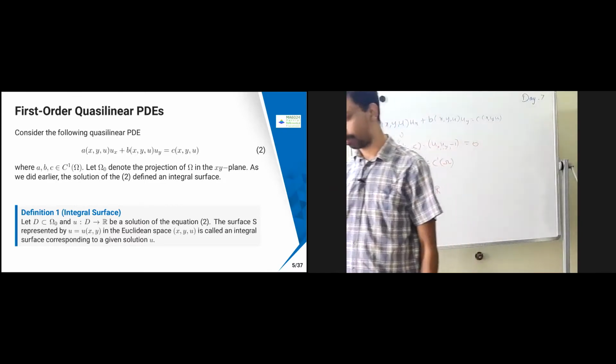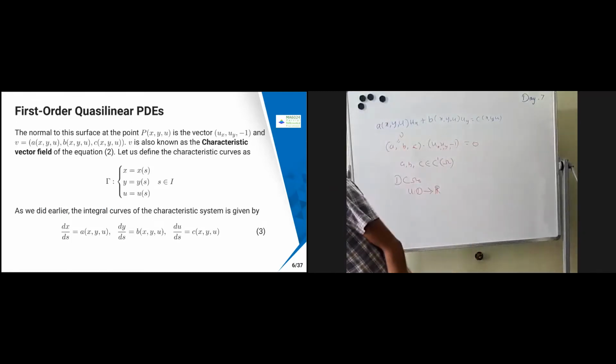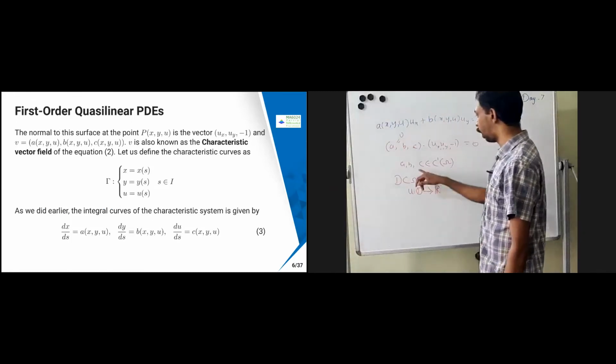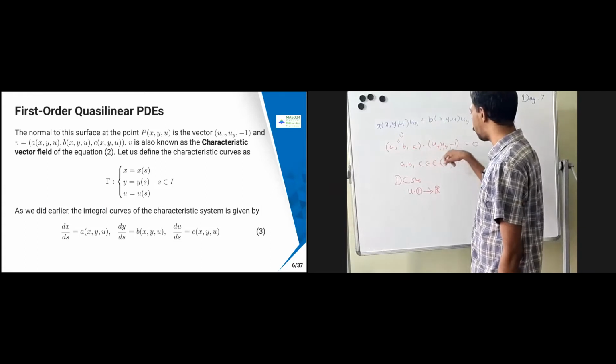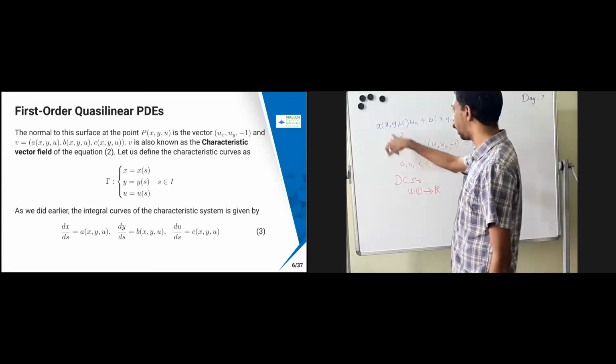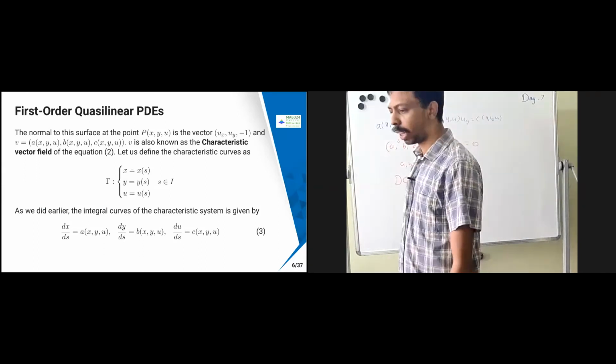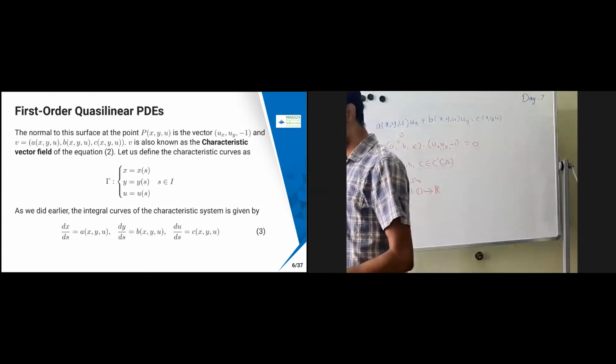Okay. So now, as I said, here what we have is ux, uy minus 1. D is, I'm just denoting, E of a, b, c. D is equal to a of x comma y comma u, E of x comma y comma u, etc. Okay. Now what we have is this one.